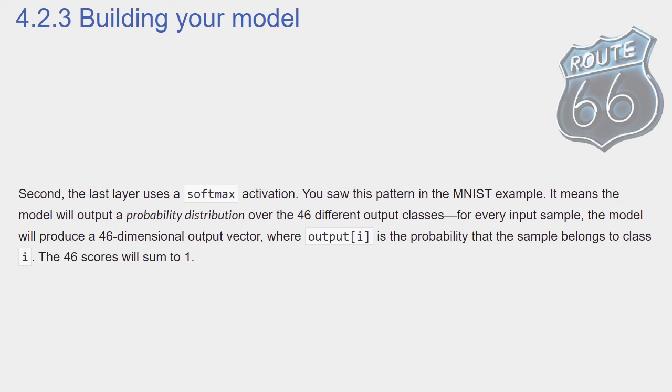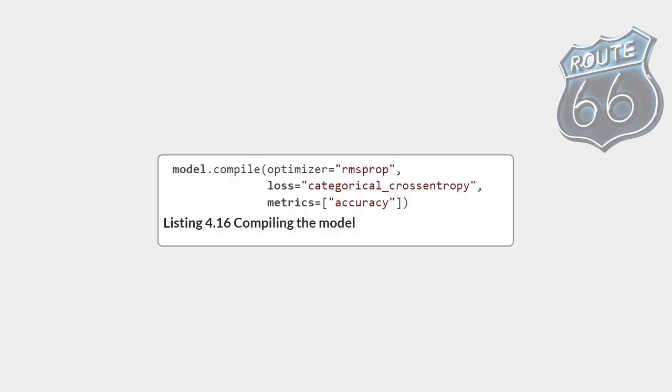Each entry in this vector, each dimension, will encode a different output class. Second, the last layer uses a softmax activation. You saw this pattern in the MNIST example. It means the model will output a probability distribution over the 46 different output classes. For every input sample, the model will produce a 46-dimensional output vector, where output of index I is the probability that the sample belongs to class I. The 46 scores will sum to 1.